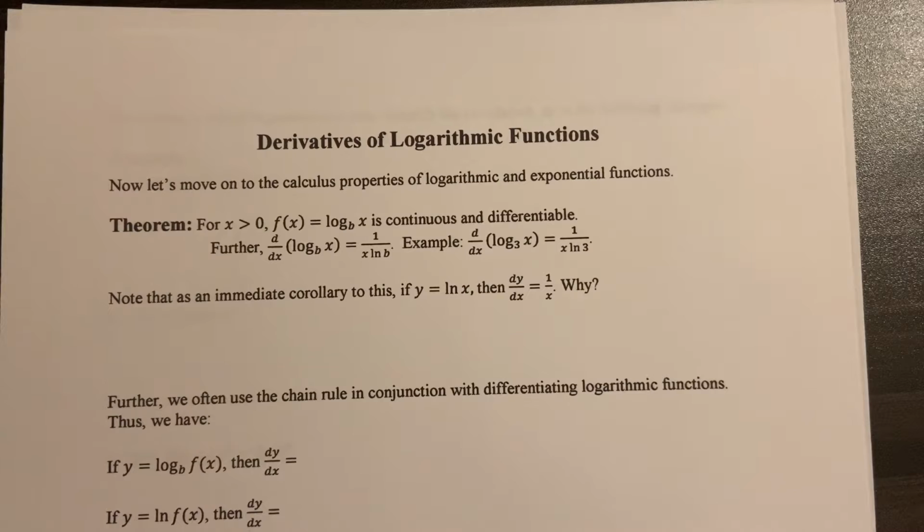Now it says, note that an immediate corollary to this is if y were to equal ln of x, then dy dx, or the derivative of that, would just be 1 over x. And then they're saying, well, why?